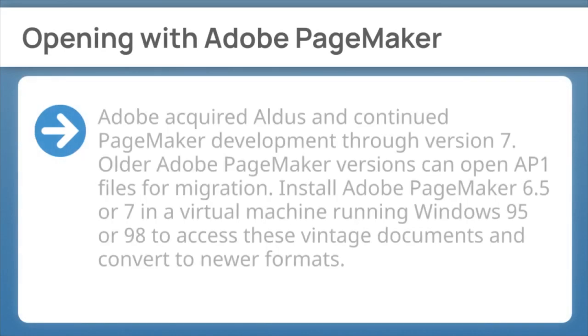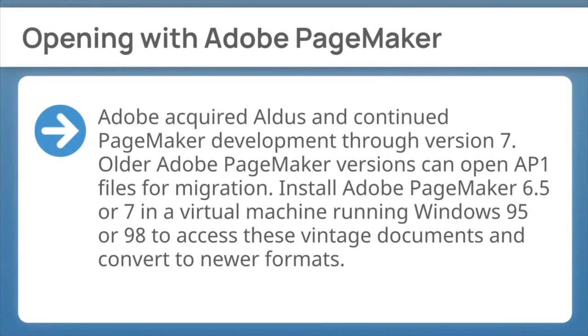First, opening with Adobe PageMaker. Adobe acquired Aldus and continued PageMaker development through version 7. Older Adobe PageMaker versions can open AP1 files for migration. Install Adobe PageMaker 6.5 or 7 in a virtual machine running Windows 95 or 98 to access these vintage documents and convert to newer formats.